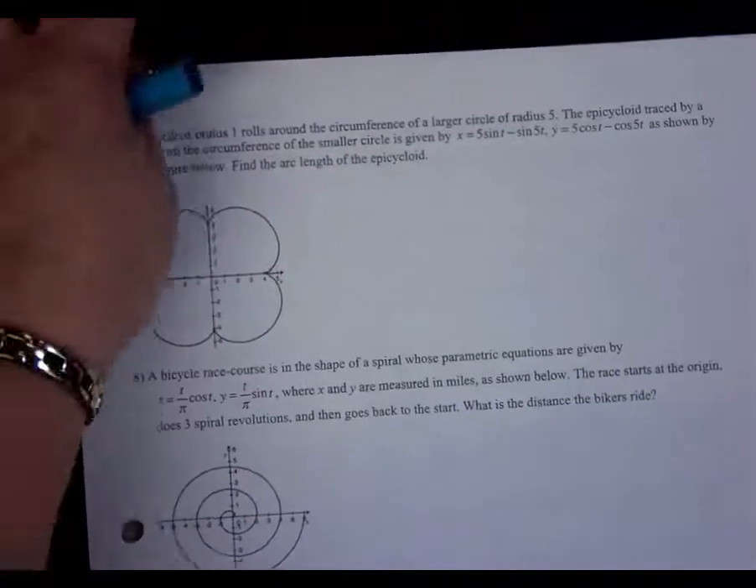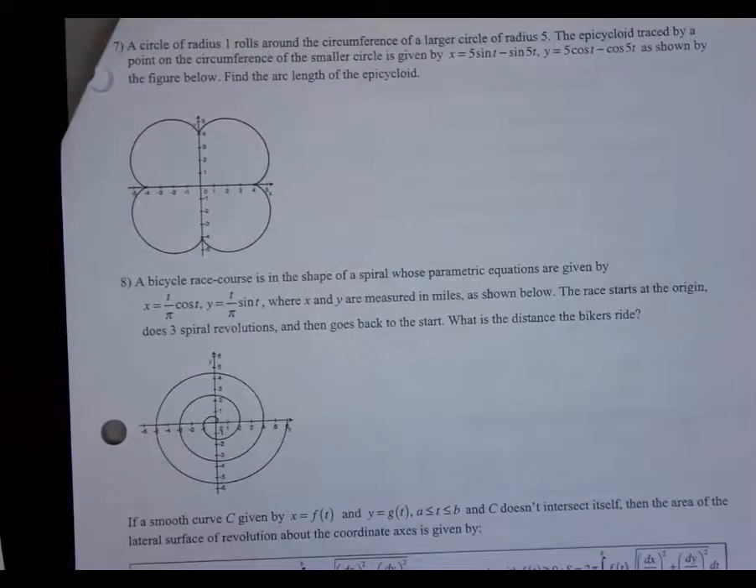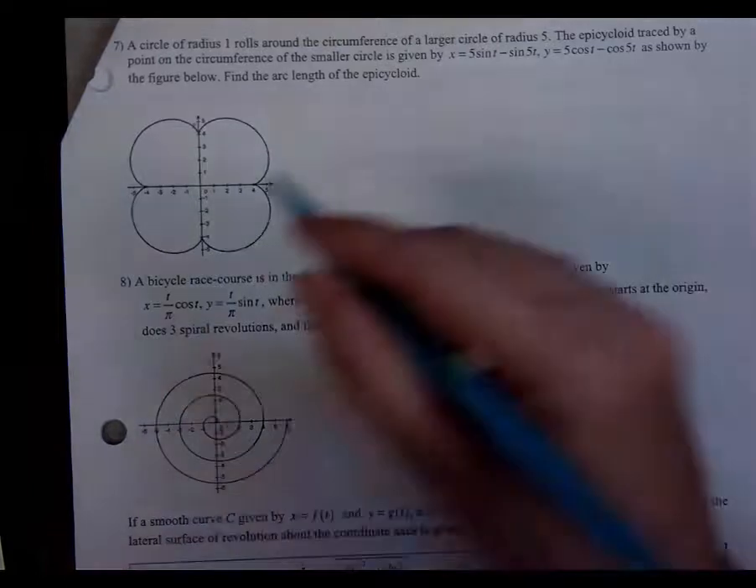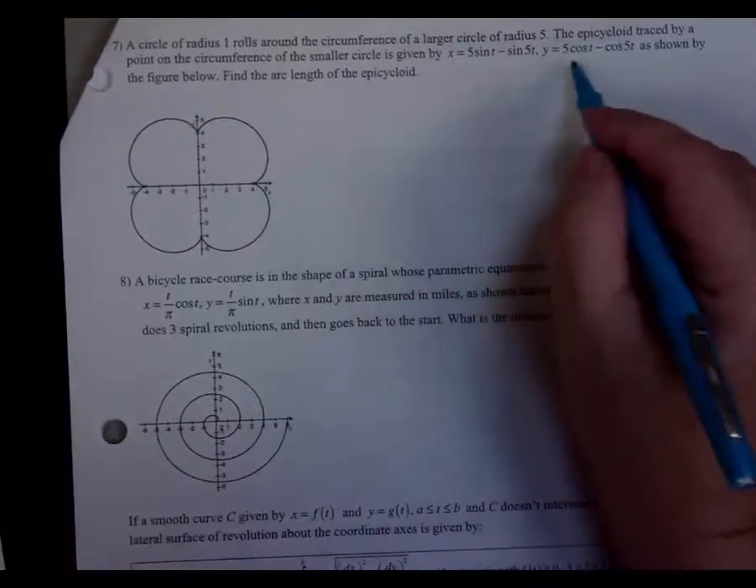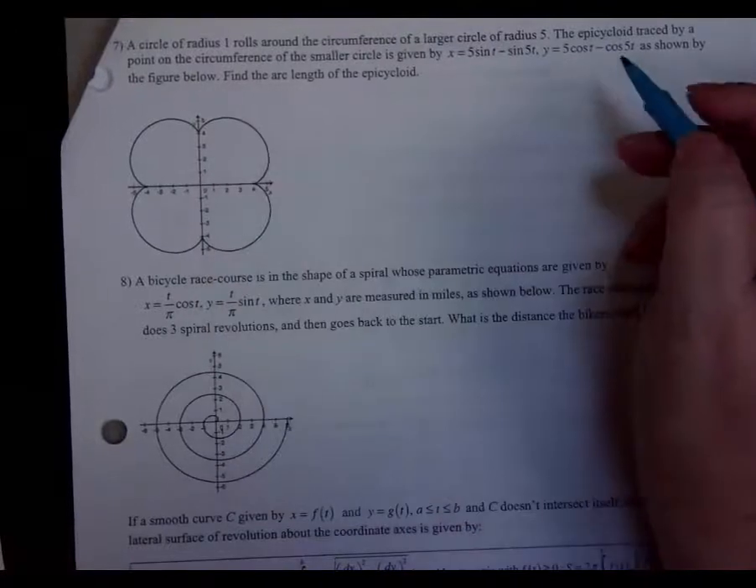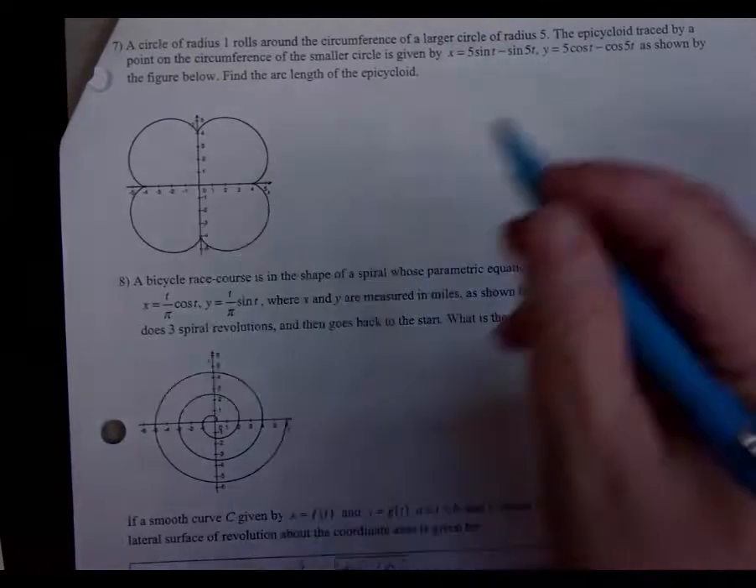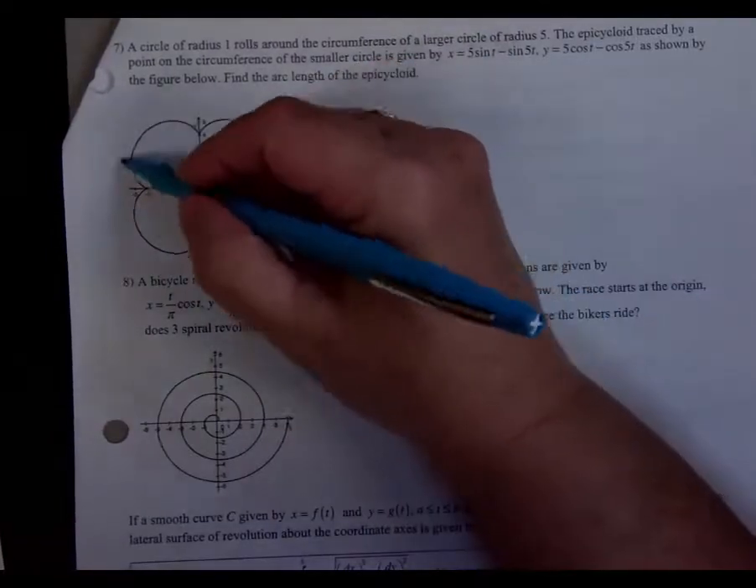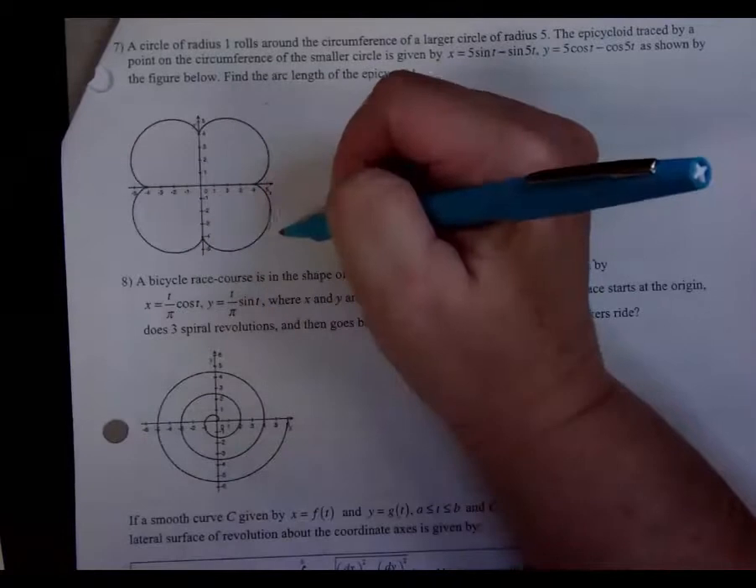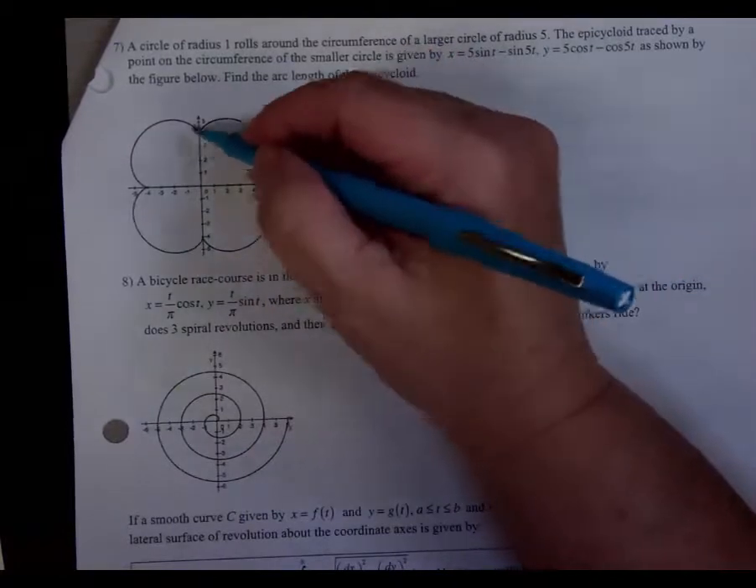Do some application problems. We're going to look at 7 and 8 specifically. We have a circle of radius 1 rolling around the circumference of a larger circle of radius 5. The epicycloid traced by the point on the circumference of the smaller circle, so that's this flowery looking thing, is given by these two parametric equations as shown in the figure below. Find the arc length of the epicycloid. Okay? So what we have is, you can't see it, but there is a circle of radius 5 all the way around the outside of this. And there's a tiny circle on the inside rolling along.